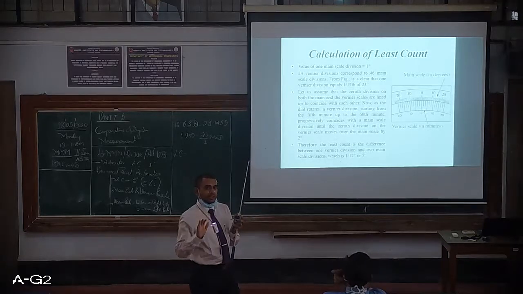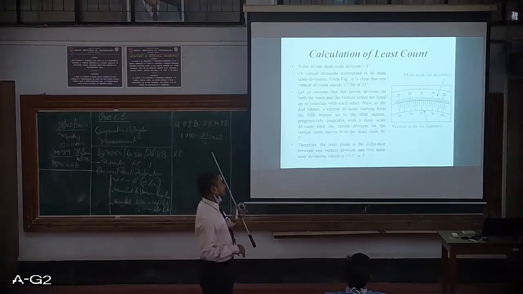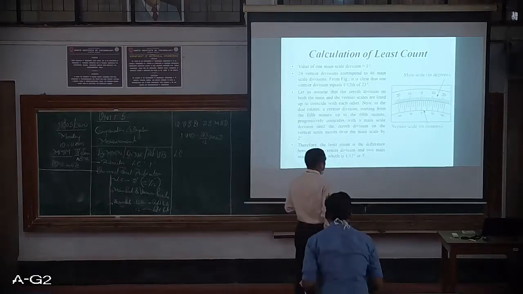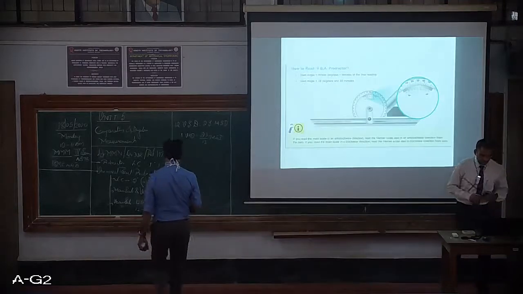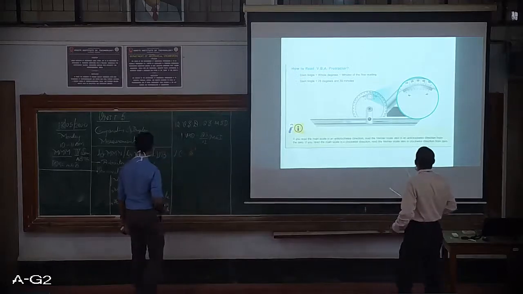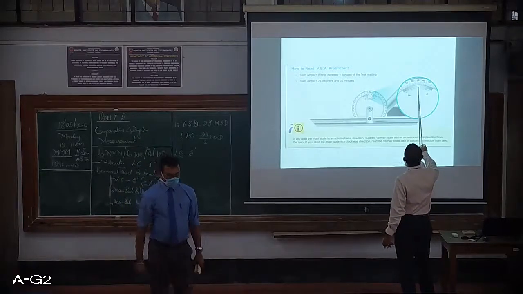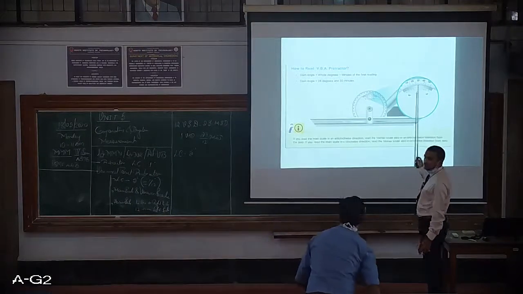scale. We are considering only 12 on one side. We should not consider both the sides. So how to read a vernier bevel protractor? Over here you can see the zero of the vernier is in between 20 and 30.